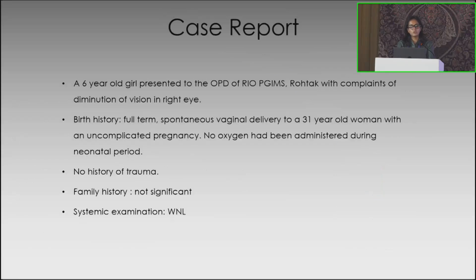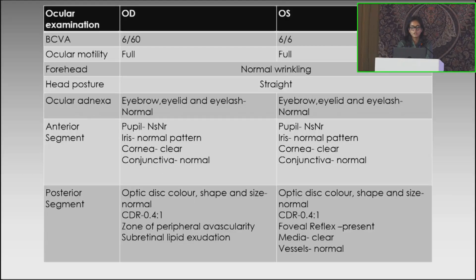A 6-year-old girl presented to the OPD of AIOCMTC4 Rohtak with complaints of diminution of vision in the right eye. Birth history: she was born at full term via spontaneous vaginal delivery to a 31-year-old woman with an uncomplicated pregnancy, and no oxygen had been administered during the neonatal period. No history of trauma, family history not significant, systemic examination within normal limits.